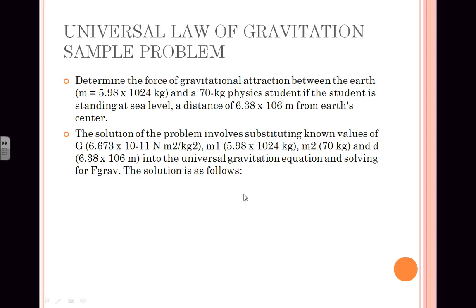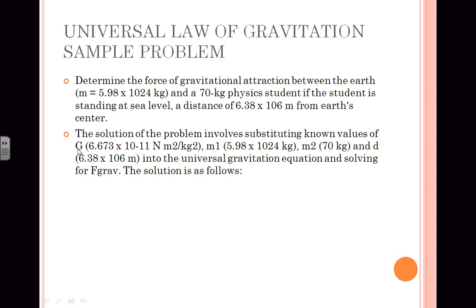Right, so let's take a look at a universal gravitation sample problem. It says determine the force of gravitational attraction between the Earth and a 70 kilogram physics student if the student is standing at sea level, a distance of 6.38 times 10 to the 6 meters from Earth's center. So basically the solution for the problem involves substituting known values.